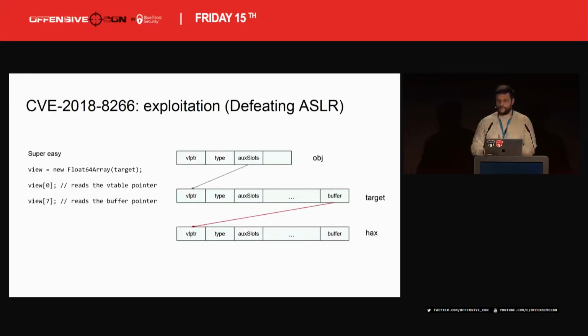So with that, we can defeat ASLR. The cool thing about Chakra is that objects have a vtable pointer. So just by creating a typed array on my global array buffer and reading at offset 0, I read the vtable pointer. That gives me the ability to leak the Chakra base address. And by reading a view at offset 7, I read the buffer pointer. That gives me a location in memory where I can put an arbitrary amount of data.